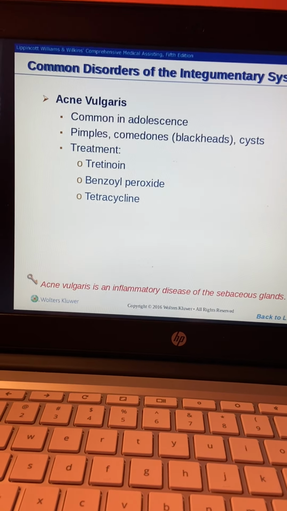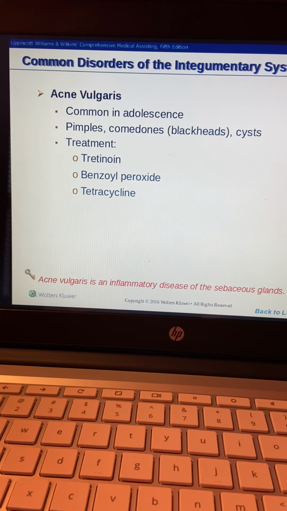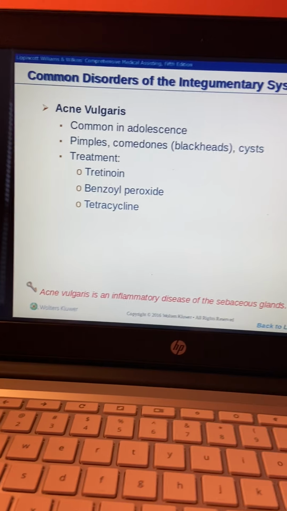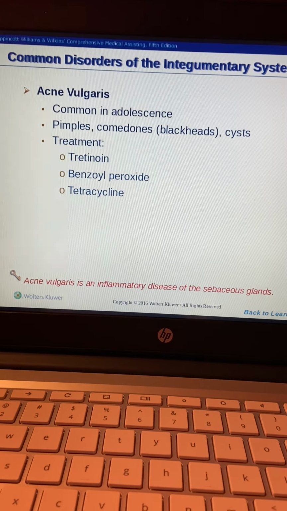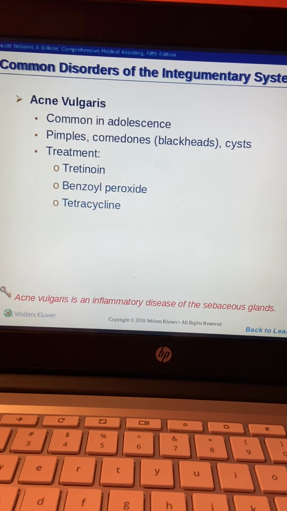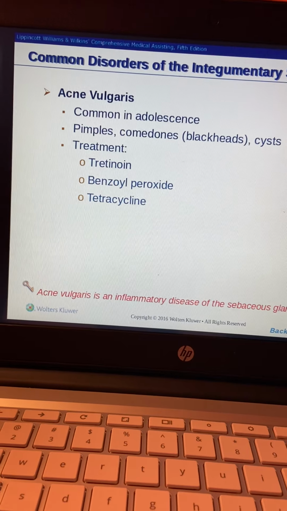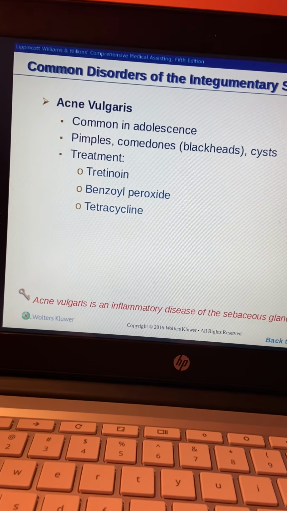Acne vulgaris. It is an inflammatory disease of the sebaceous glands. This is common in adolescence, otherwise known as pimples, comedones, which are blackheads, and cysts. You treat it with tretinoin, benzoyl peroxide, and then some tetracycline.